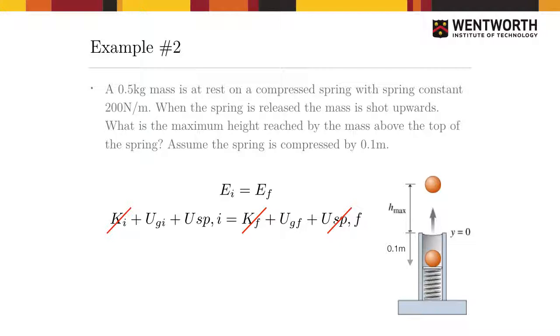Since the ball is initially at rest, the initial kinetic energy is 0. Likewise, when it reaches its maximum height, the ball is again at rest, so the final kinetic energy must also be 0. Now, initially, we have a compressed spring, so there must be some elastic potential energy. However, after the ball is launched, the spring is no longer compressed, so the final elastic potential energy must be zero. So this is the equation that describes the conservation of energy for this specific problem.